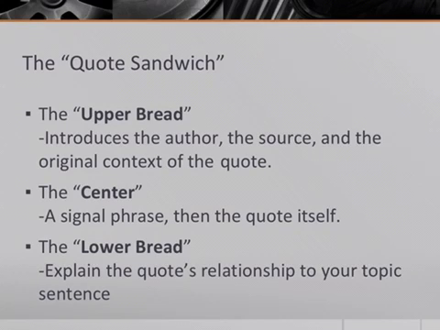Just like its namesake, a quote sandwich has three main parts: an upper piece of bread, a center, the meat and cheese of the sandwich, and a lower piece of bread. In this case, the upper bread consists of the introduction, in which you give the author's name, the source title, and the context surrounding the quote. The center is the signal phrase, which makes it clear that you are no longer using your own words, along with the quote itself, and the lower bread is your explanation of that quote.